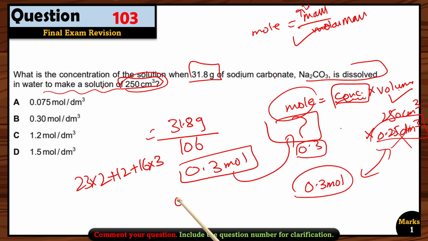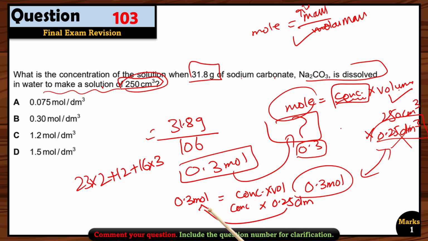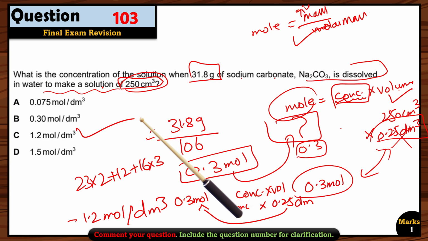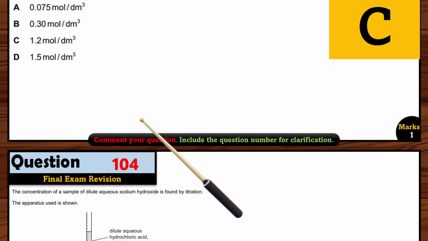So moles is equal to 0.3 moles, and then concentration into volume. Volume you already know, 0.25 dm cube, and concentration you have to find. So this one will move here. If you divide 0.3 by 0.25, you are going to get the answer, 1.2 mole per dm cube. That is the answer. So option C is the right option. Option C is correct.